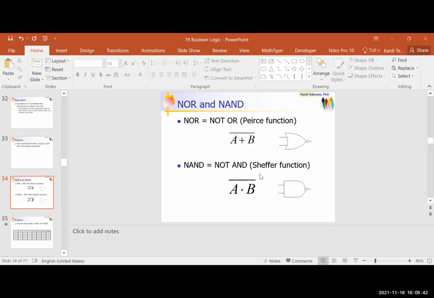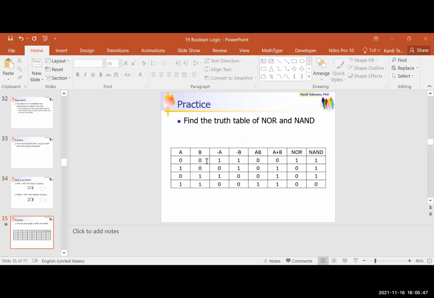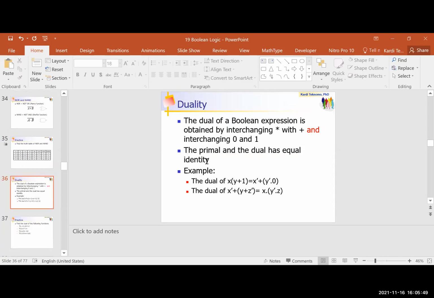We also have NOR and NAND that we discussed a while ago. In set theory, you remember De Morgan's law. You remember or not? Set theory.